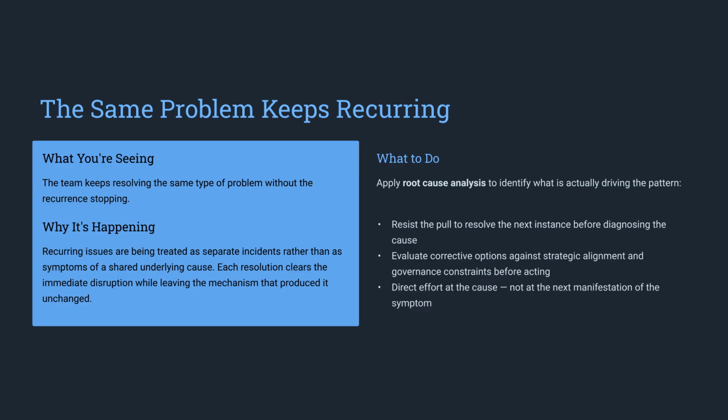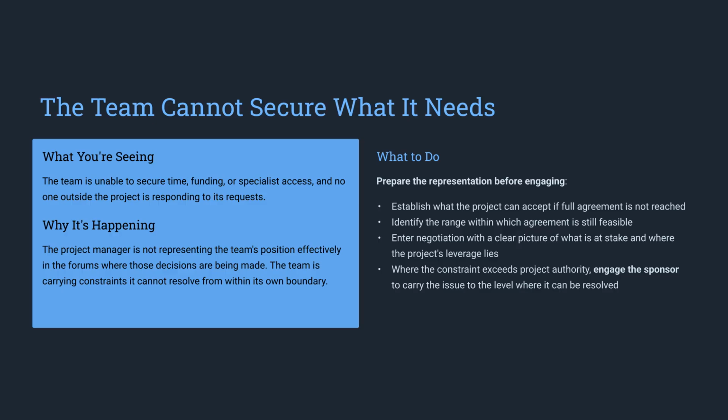If the same problem keeps recurring, you are likely treating symptoms rather than the root cause. Use root cause analysis to understand the pattern and fix the mechanism driving the recurring disruption. If the team cannot secure the resources it needs, you must improve how you represent their position. Prepare your case, identify your negotiation leverage, and involve your sponsor if the constraint exceeds your own project authority.